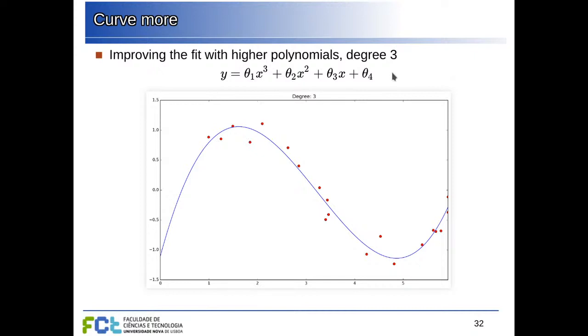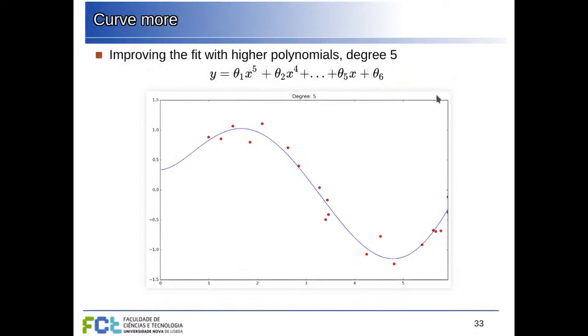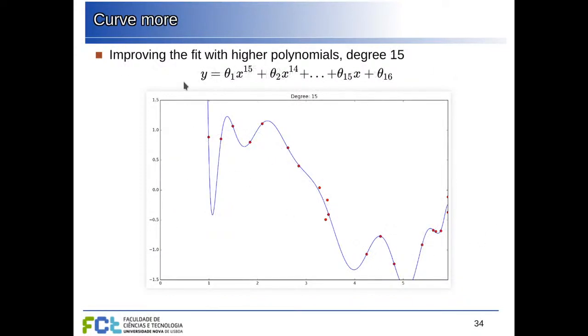We cannot see very well in 4 dimensions, but you can think about it in that way. And this will give this result. So this is the best fit using a polynomial of degree 3. We can go higher. For example, degree 5 will give us this here. Or, for example, degree 15.